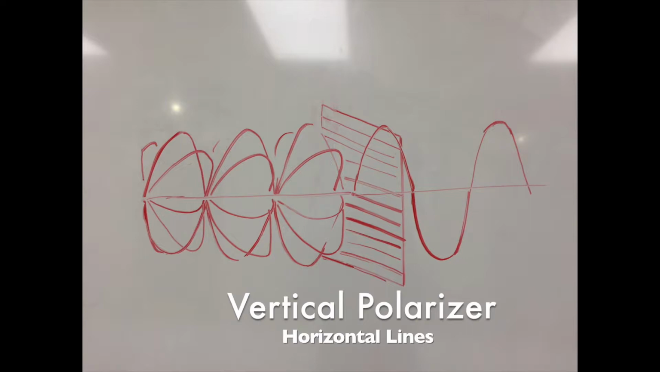On the other hand, if the electric field is perpendicular to the wires, the electrons will be unable to oscillate because of the spaces between the wires. In this case, the electric field is not absorbed and is able to pass through a polarizer. So, a polarizer is polarized in the direction perpendicular to the wires.